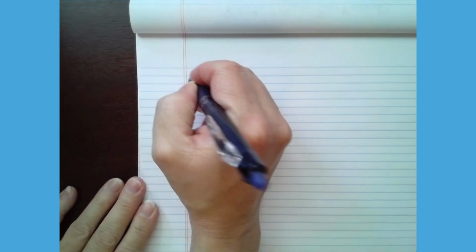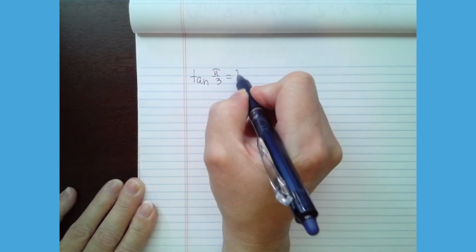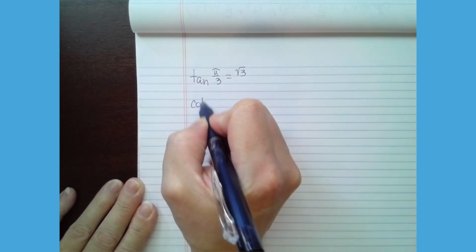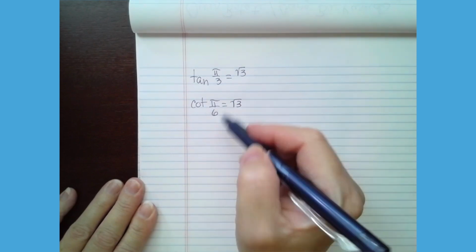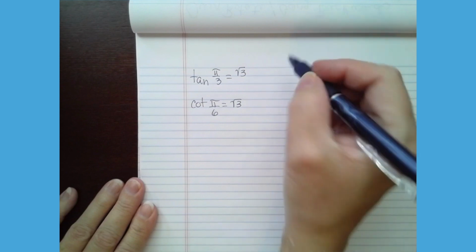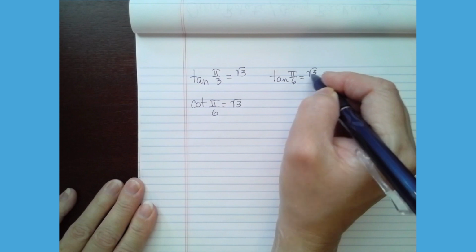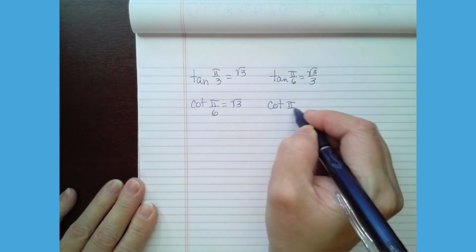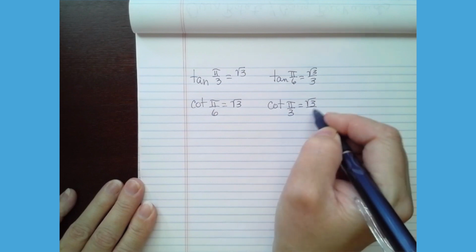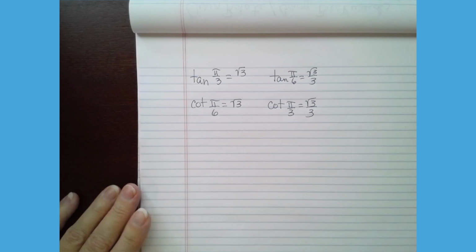So we knew that tangent of pi thirds, can you see that? Yeah, is equal to root 3. Well, that means cotangent of pi 6 is equal to root 3 because they swap. And if tangent of pi 6 is equal to root 3 over 3, then cotangent of pi thirds is equal to root 3 over 3. Ha ha. Isn't that neat? You just flip them around.